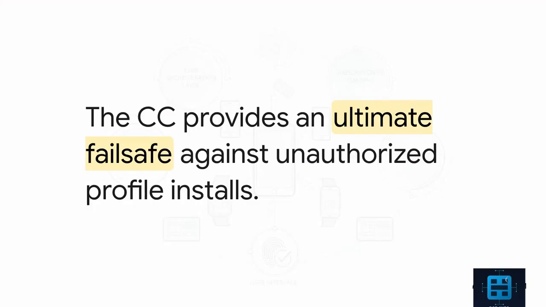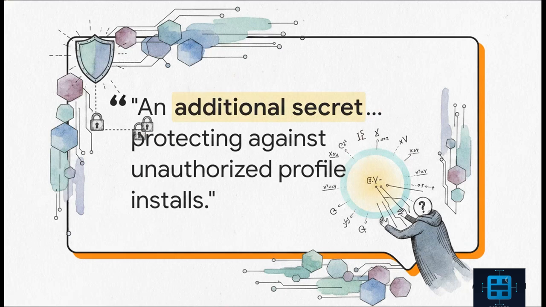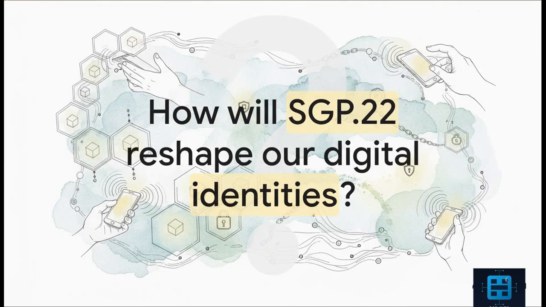But for certain highly sensitive operations, explicit on-screen consent just isn't quite enough. So SGP22 goes a step further and demands what is called a confirmation code. A confirmation code is an additional, totally separate secret cryptographic code. It basically ensures that absolutely nobody can remotely hijack your cellular connectivity without your direct authorization. It's a fantastic failsafe.